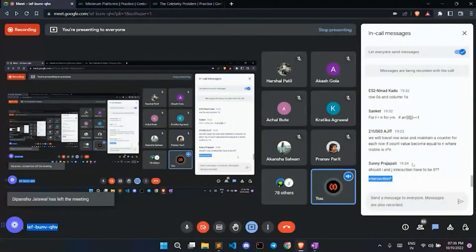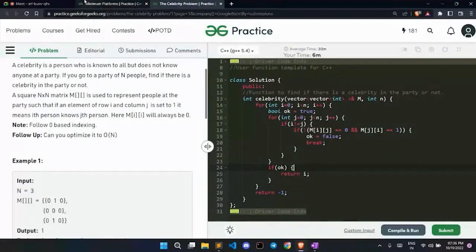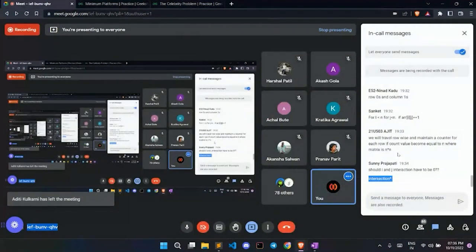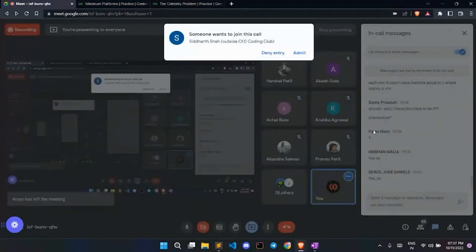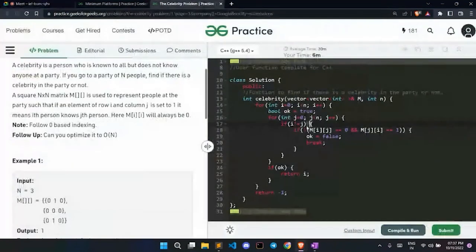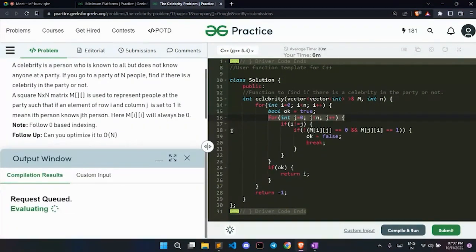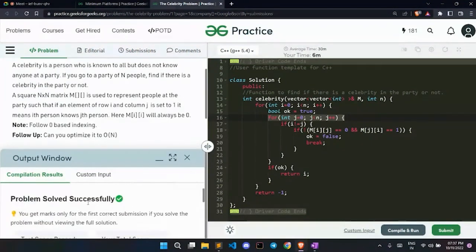So everyone is okay with the code, like what I have written? Did you guys understand it? Yes. So see, this is an n square complexity solution. As you can see, we have one loop and inside that we have another loop which is running for n times. So first loop for n times and another loop for n times. So n square solution. Okay. Now let's check whether this will run or not. Yeah. So if we submit, we are getting problem solved successfully.